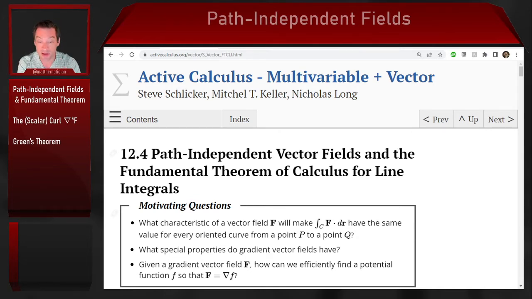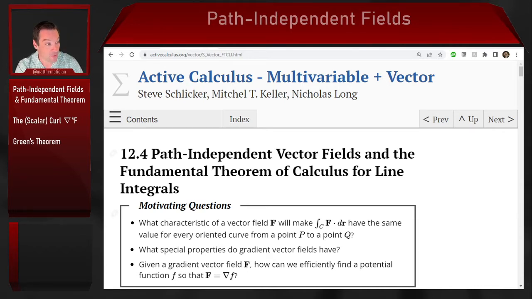As long as the starting and ending points were the same, then it didn't matter how we got from point A to point B. And at the time we said, well, is this something that's always going to be true, or is there some special property of vector fields that's going to make that true? And so today is our day to answer that question. And so what we're going to get in this section 12.4 is a study of when a vector field is path independent, so that its line integrals don't care how we get from A to B, but just what A is and what B is.